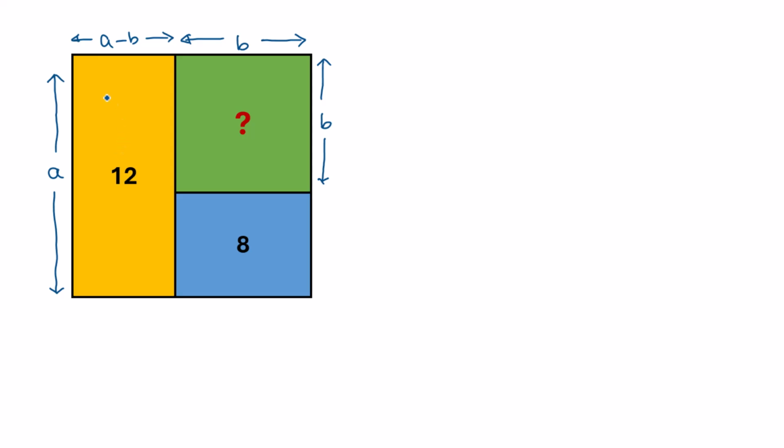Now the height of this yellow rectangle is A and the width is A minus B. So the area of this yellow rectangle is A times (A minus B), and which is given as 12. So A times (A minus B) is 12, because this is the area of this yellow rectangle and this yellow rectangle is 12 square units.